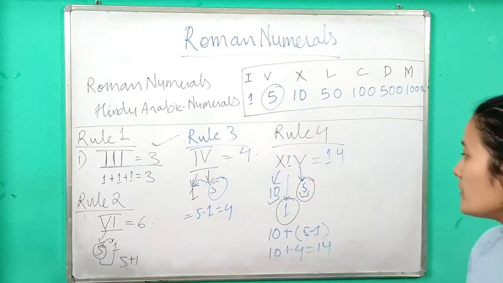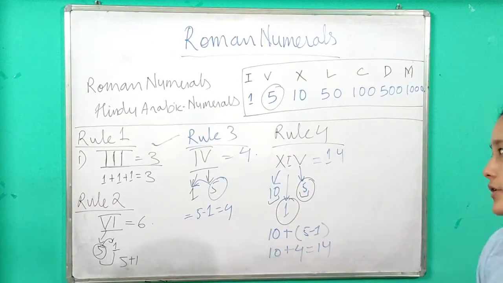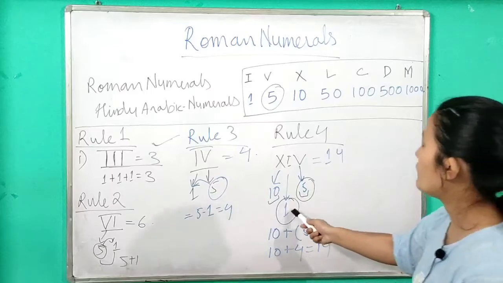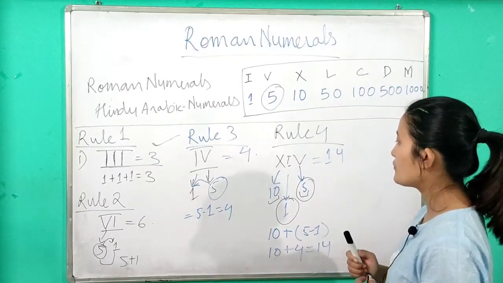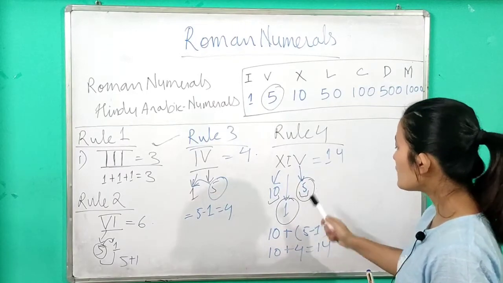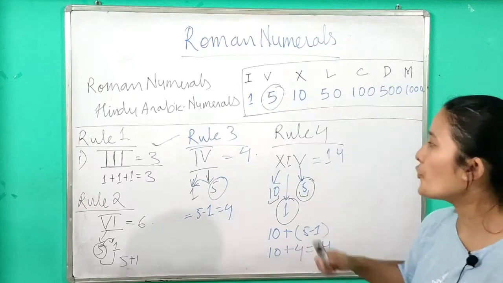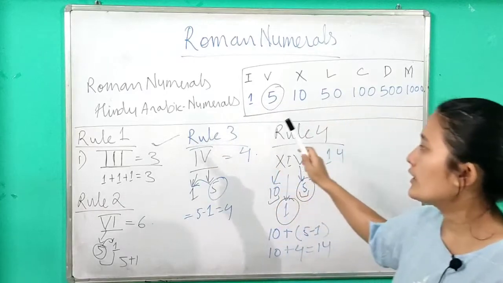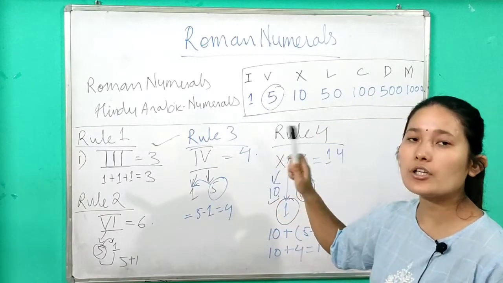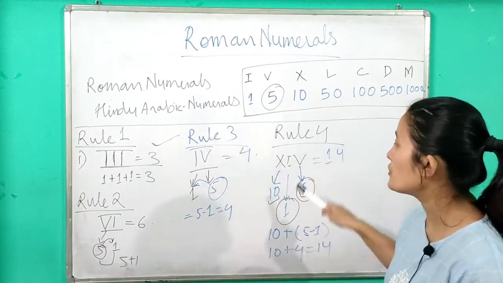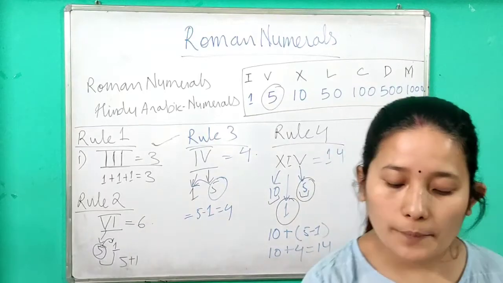So whenever you have a smaller value sandwiched between two greater values, the smaller value should always be subtracted from the value given on the right, and then sum it up. Then you get the answer. So these 4 rules, you should have a clear idea about these 4 rules. Only then you will be able to convert.